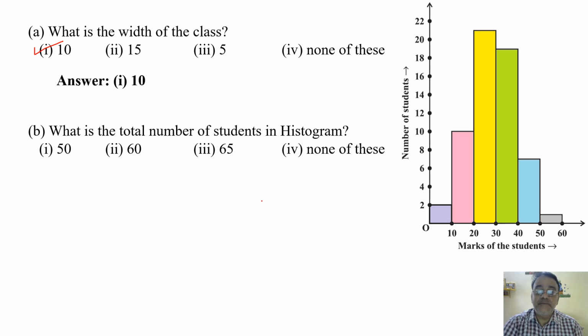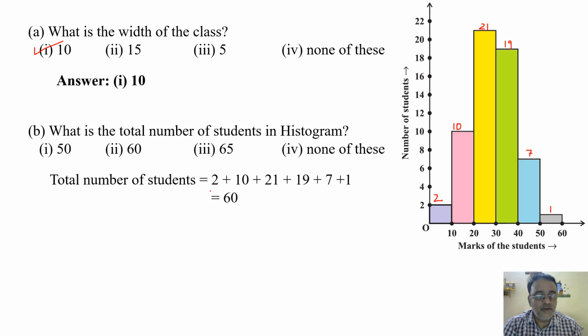What is the total number of students in the histogram? चलो यहाँ से देखते हैं 2, 10, 12 and this is 21, right? 33 and this is 19. ये दोनों को ऐड करने से 40 हो रहा है, 40, 52, right? And this is 7, 59 and the last one is 1, 60. And the correct option is the second one. This is clear? Yes. Right.